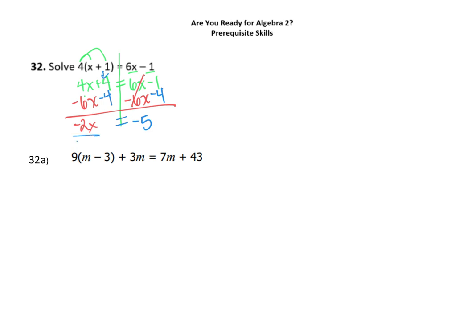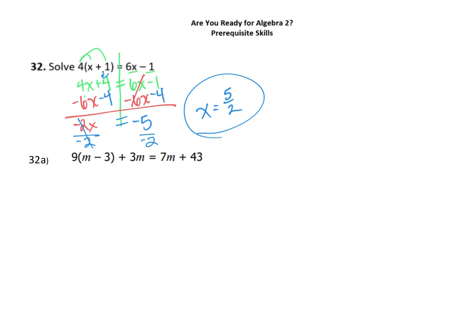And now we're going to divide both sides by negative 2. And I get x equals negative 5 over negative 2. I'm going to say that's positive 5 halves. Now, a lot of times we get whole number answers, but not always. It can be a fraction. There we go.